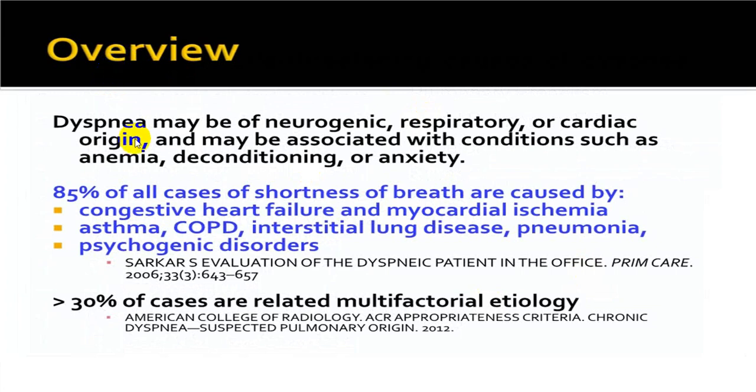Now, if you go through this particular group, almost 85% of the people will be because of congestive heart failure and what we call coronary artery disease or acute coronary syndromes. That will be as far as the cardiac group is concerned. Among the respiratory group, asthma, COPD, interstitial lung disease, pneumonia come topmost on the list, while psychogenic disorders are less. 30% of the time, it is related to multiple groups, that is, maybe cardiac and respiratory together, or cardiac with non-cardiac, non-respiratory groups, etc.